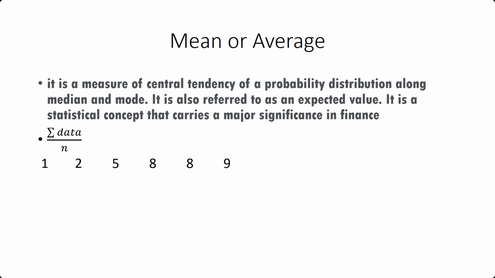Anyone want to say what they got? When you add them all up, we got 33, I think. You add them up, you get 33, divided by 6, since there are 6 of them. The average or mean is 5.5. Any questions?